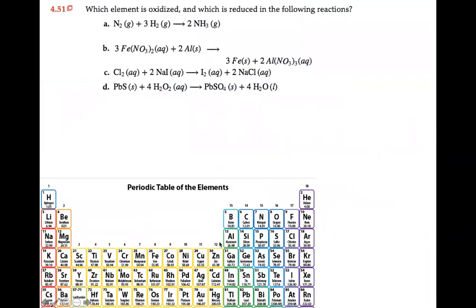So here's some end of chapter questions on this. They illustrate a few different ways that we can look at this. Notice the format. Which element is oxidized and which is reduced in the following reactions? The first step for this has to be assigning the oxidation numbers. So let's look at example A here. Take a second. Let's see if we can assign the oxidation numbers.